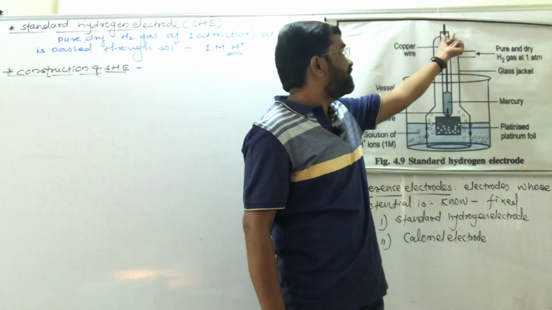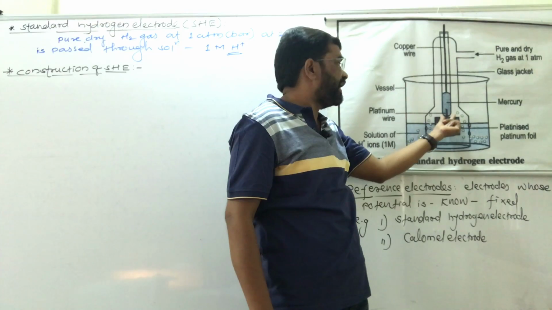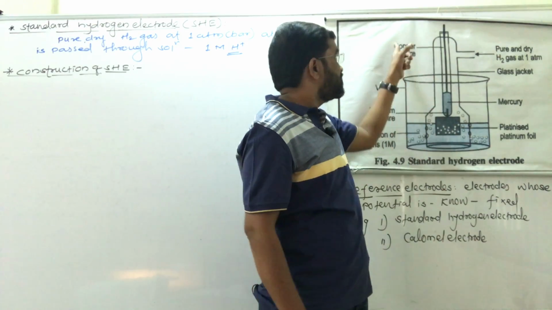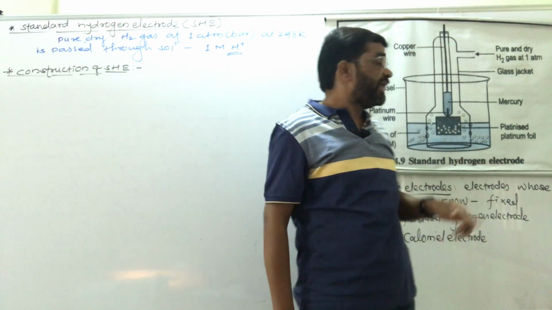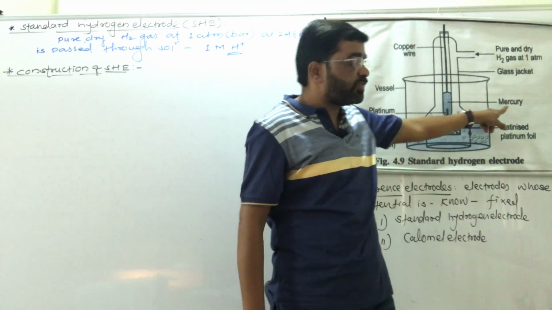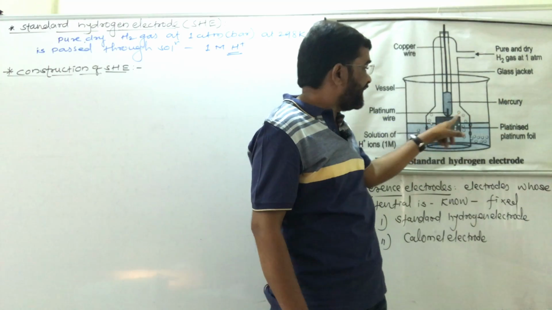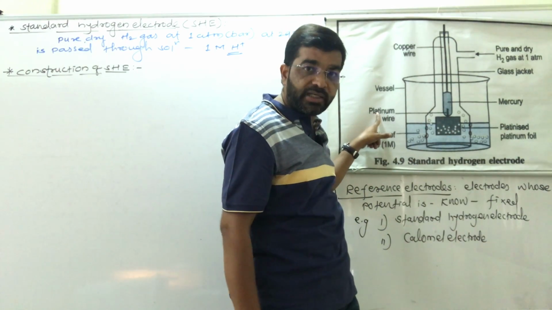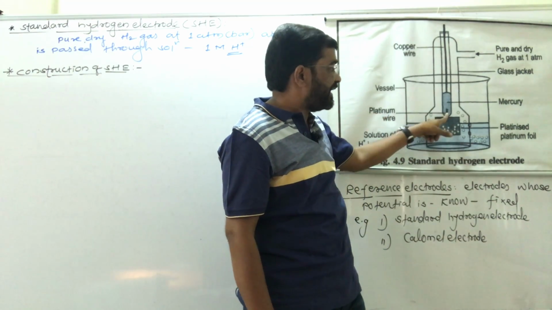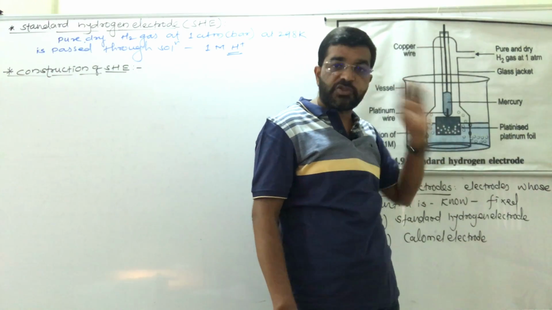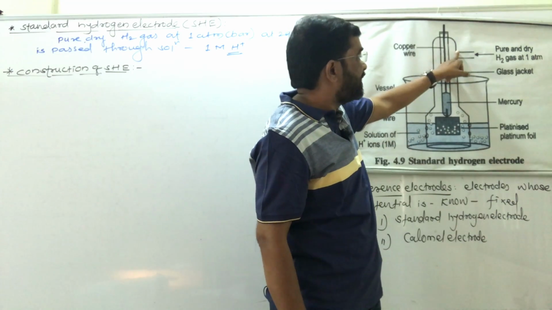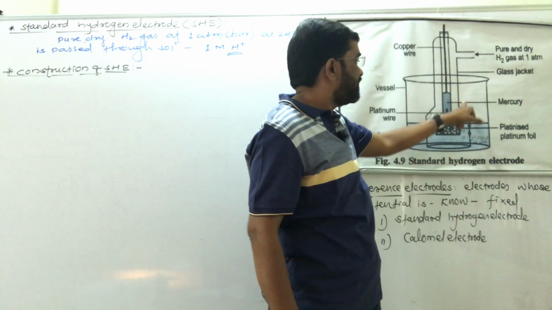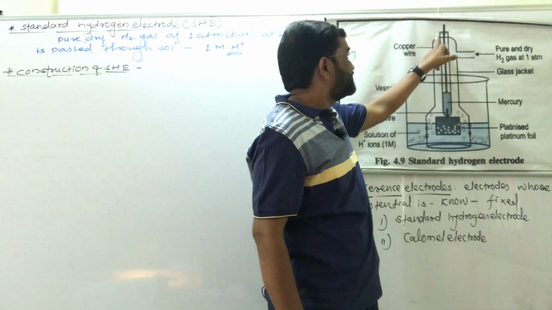Okay, once again, this is a narrow elongated glass tube. In this narrow elongated glass tube, copper wire runs. That copper wire at the bottom is dipped in liquid mercury. Then at the bottom a platinum wire is fixed. This platinum wire is connected to platinized platinum foil. Then this is placed in the outer glass jacket.